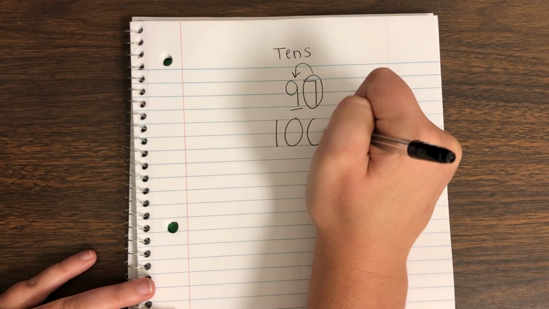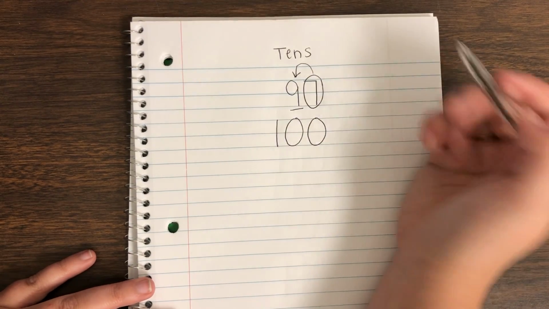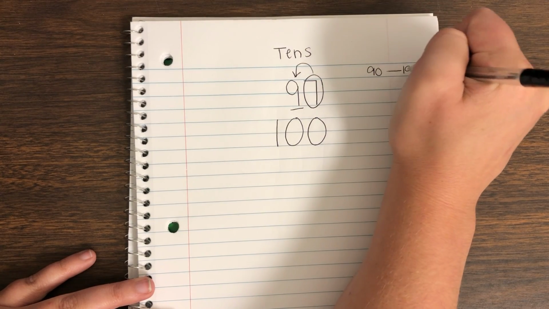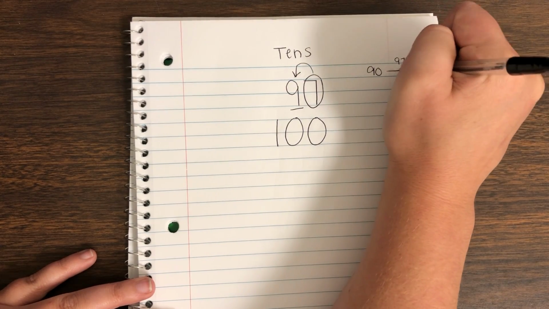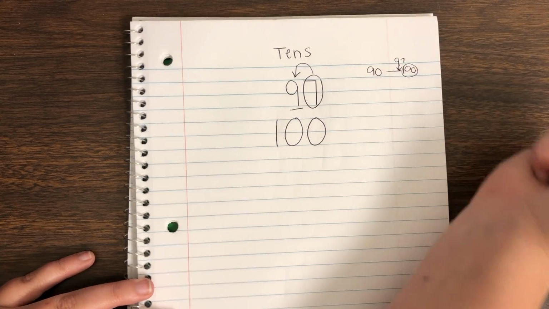So it's going to actually tell the 9 to bump up to 100 because the closest tens to 97 is 100. 97 falls in between 90 and 100. 97 is like right here on a number line. So it would bump up to 100. That's the closest tens, okay?